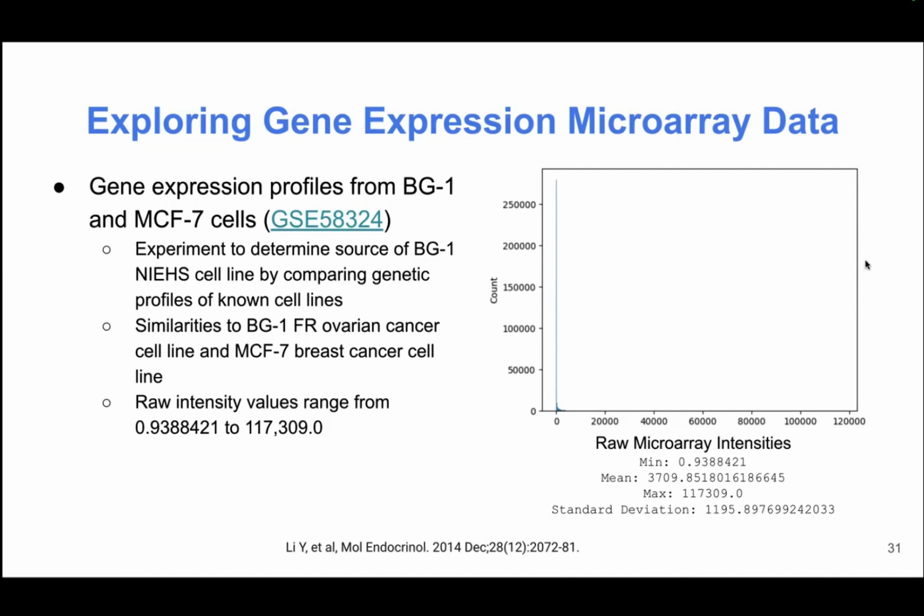When we're looking at our original intensity values, we're ranging from just under 1, at 0.94, to over 117,000, which, if we're taking these raw values, aren't especially useful to us. So as we're looking at these microarray expression intensities from these 18 samples, we want to take into consideration what each step of our normalization is doing.